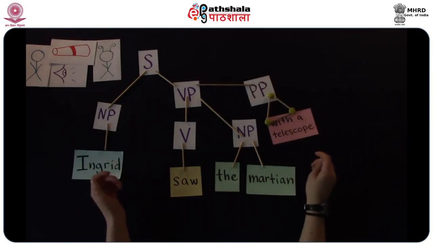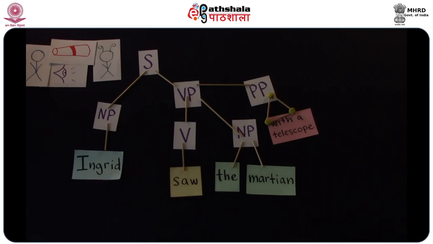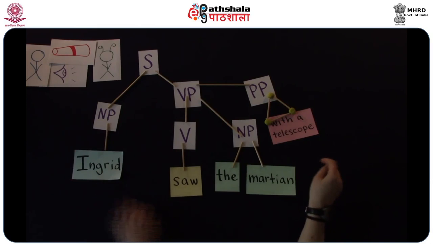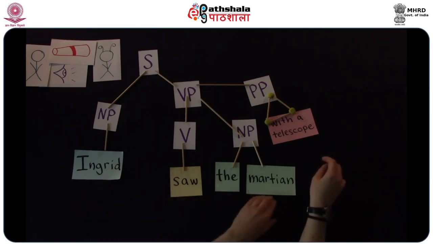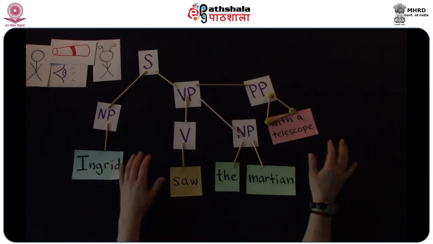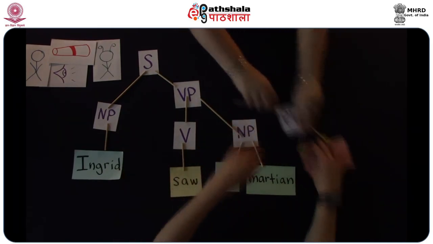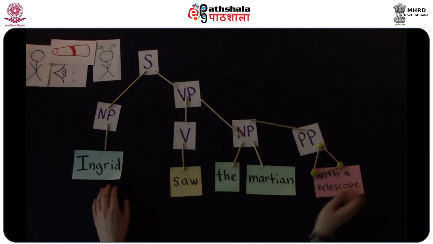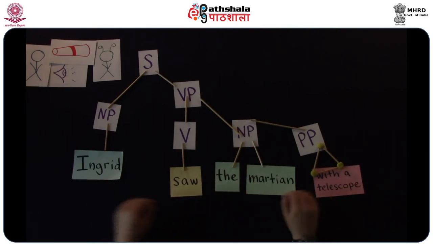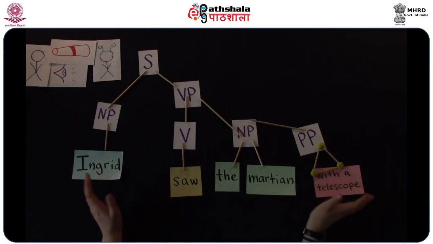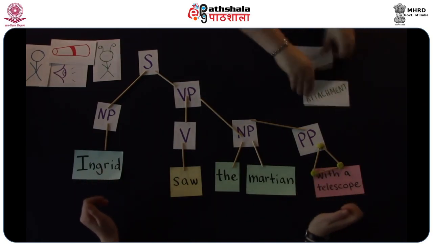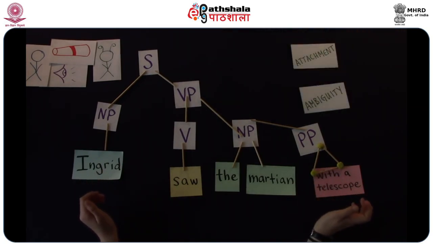You can read the linear order of the sentence off the tree by reading along the bottom. Ingrid saw the Martian with a telescope. But notice when we do this, it doesn't matter where the prepositional phrase attaches. Whether it's up here at the VP level or down here with the NP, it's still going to give us the linear order that puts the prepositional phrase right at the very end. Linguists call this phenomenon attachment ambiguity, since the confusion arises from the fact that the linear order isn't giving the listener clear information about where the PP attaches.